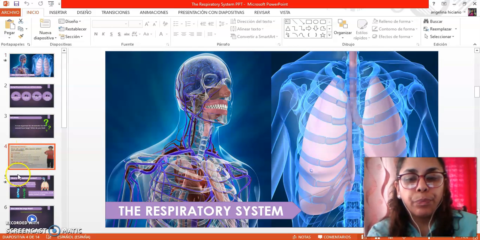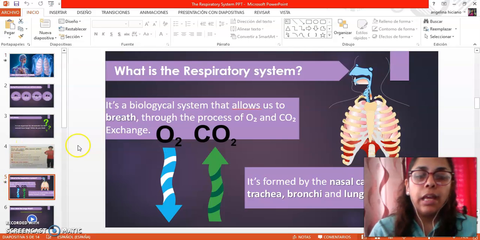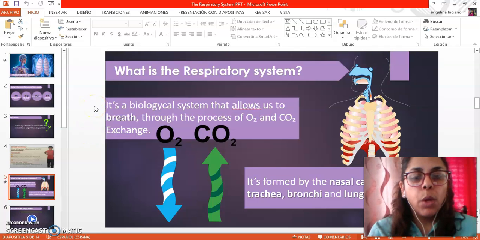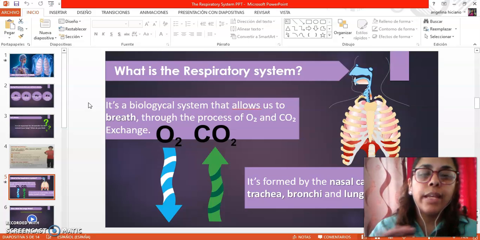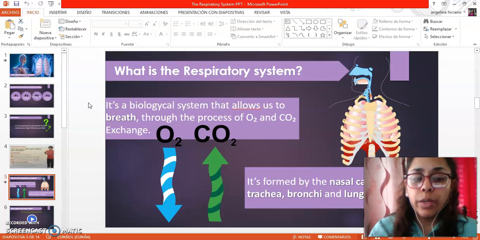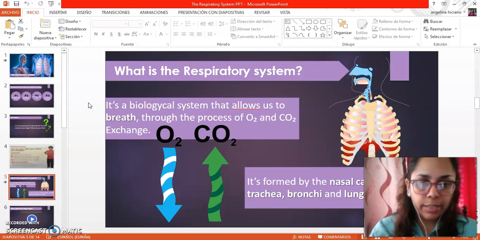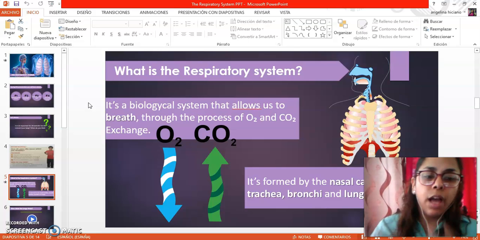So, first, we are going to talk about what is the respiratory system and how does it work. Okay? So the respiratory system is a biological system that allows us to breathe. We take oxygen from the environment and we release carbon dioxide or CO2. CO2 is waste, so we don't need waste. This is why we have to take the oxygen and release the carbon dioxide.